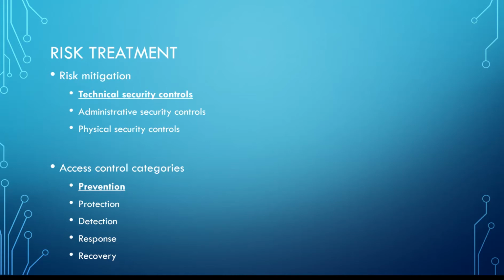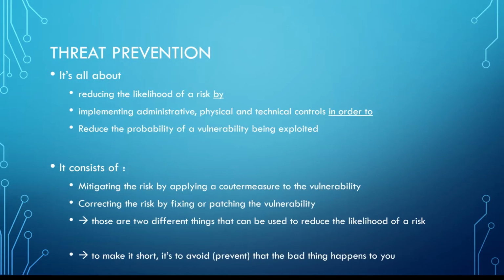So for the risk treatment, we're going to talk about risk mitigation. We're going to use technical security controls, administrative security controls, or physical security controls. In this video, I'm going to talk more about technical security controls in order to mitigate the risk. And for the access control categories, you've got prevention, protection, detection, response, and recovery. We're going to talk about prevention in this video.